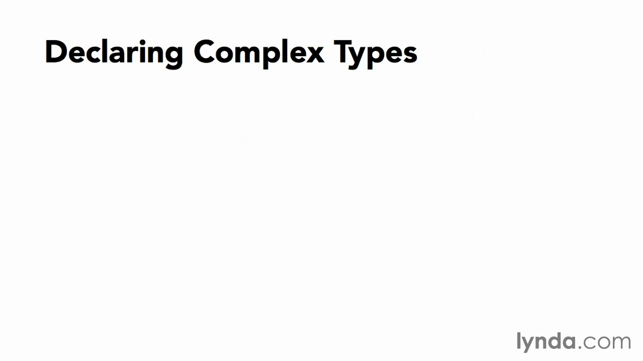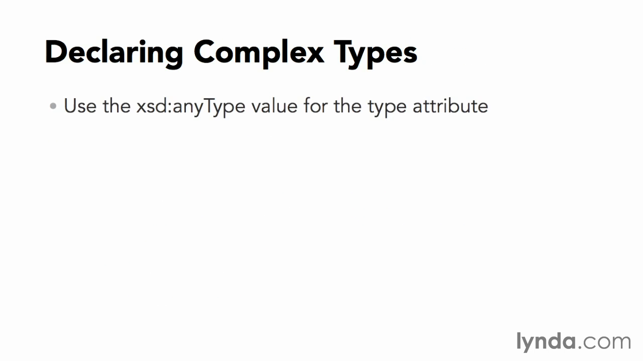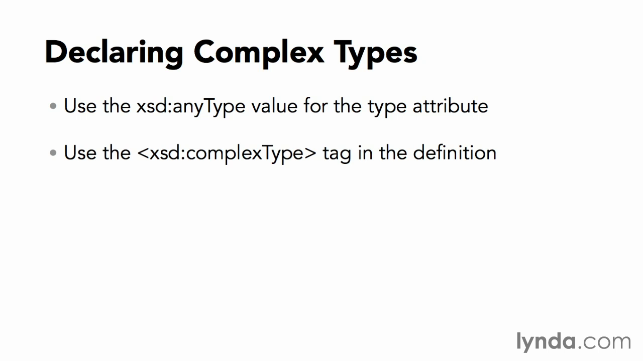Let's take a look at how you declare elements with complex types. Now, there's 2 ways to do this. You can use the any type for the type attribute in your element tag. So if you define an element and inside the type attribute you specify XSD any type, it pretty much means that the content of the element is not restricted in any way. However, you can also use the XSD complex type tag in the definition, and this is the counterpoint to the previous examples where we were using the simple type tag.